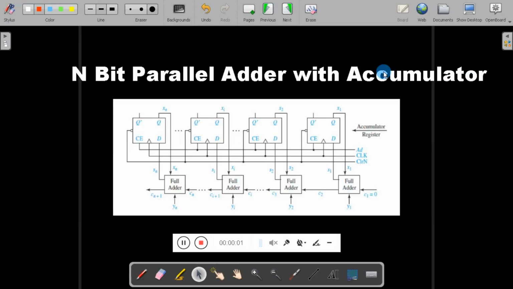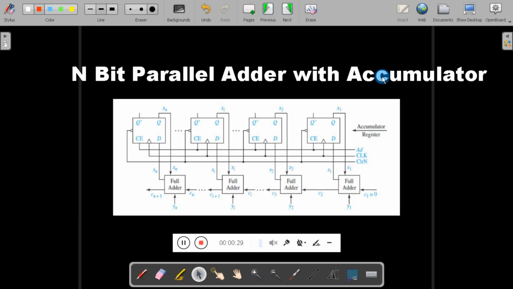So, hello students, welcome back. Today we will discuss an n-bit parallel adder with accumulator. Actually, in computer circuits, it is frequently desirable to store one number in a group of flip-flops, which is called an accumulator, and add the second number which is stored in the register, leaving the result stored in the accumulator.